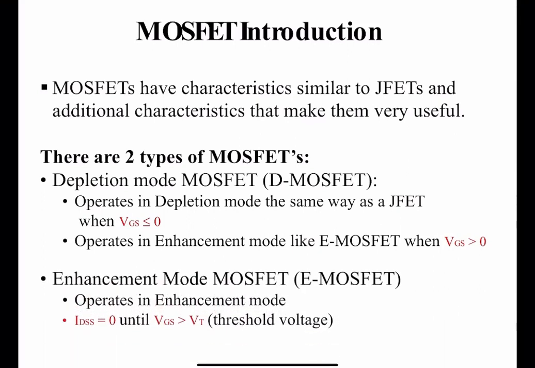The second type is enhancement mode MOSFET, but this MOSFET can operate in only one mode, that is enhancement mode. IDSS will be 0 in this mode until gate source voltage is greater than VT, that is the threshold voltage, the minimum voltage which is required to flow drain current in the enhancement mode MOSFET.